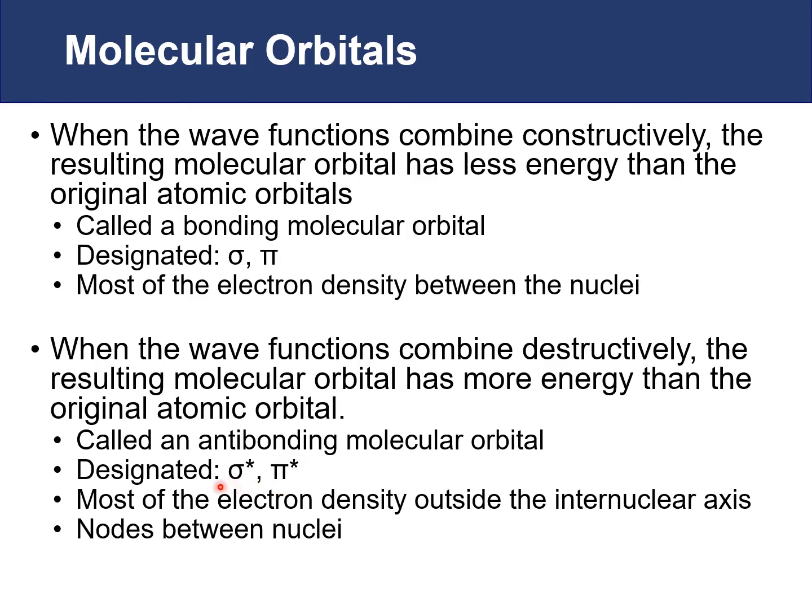So if we have direct overlap, but it is destructively interfering, it is called a sigma star antibonding orbital. And if they are destructively interfering through orbitals that are perpendicular to the interatomic axes, they would be called pi star or pi antibonding orbitals. Most of the electron density is going to be outside of the internuclear axes. This is because between the two atoms there will be nodes where the two orbitals destructively interfere and where we will not be able to find any electron density.